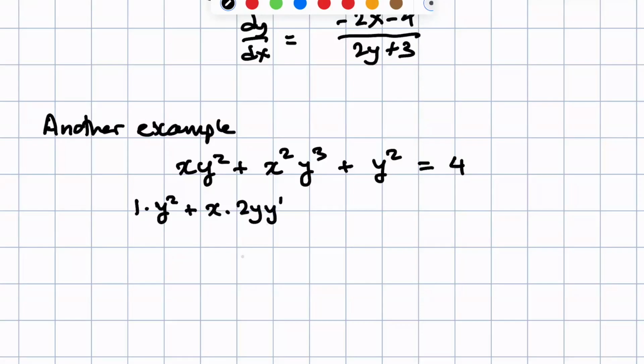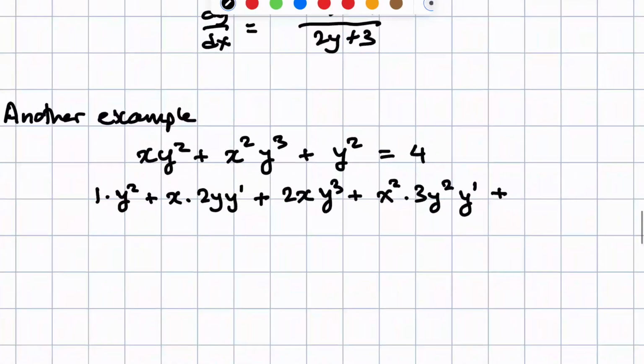2y prime, chain rule. And then for this term right here, the derivative of the first times the second plus the derivative of the second times the first. So here's the first times the derivative of the second, 3y squared y prime. And then to differentiate this in x, I get a 2y prime, and that equals 0.